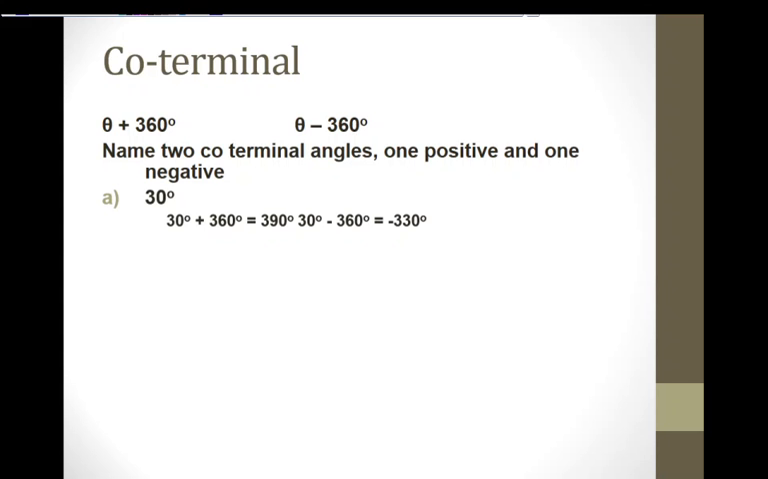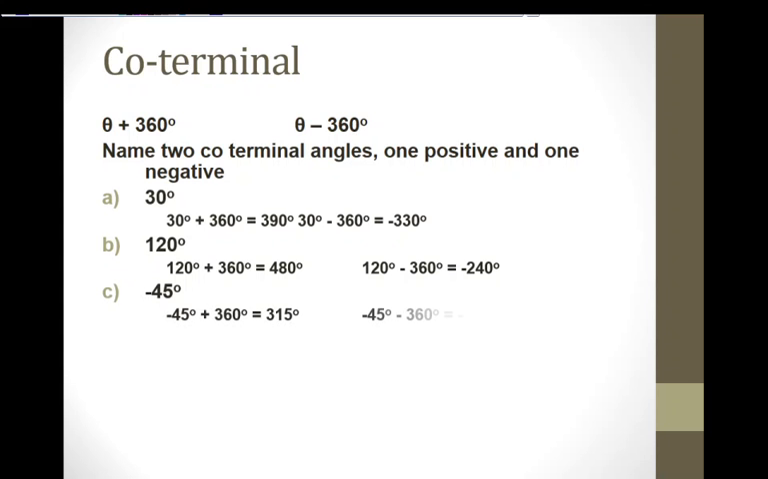Okay? Same thing with this angle, 120 degrees. Add and subtract 360. So 480 and negative 240 are coterminal with 120 degrees. Negative 45 degrees: when we add 360, we get 315. When we subtract, we get negative 405. Okay, that's coterminal angles.